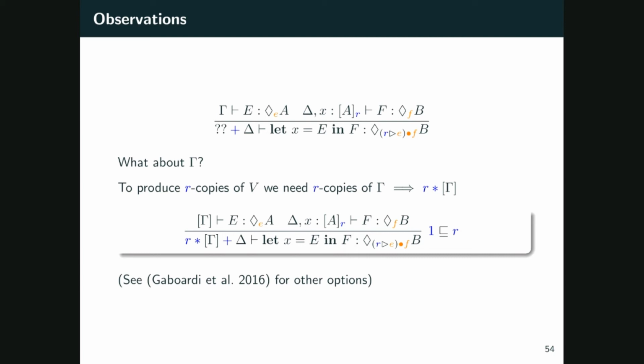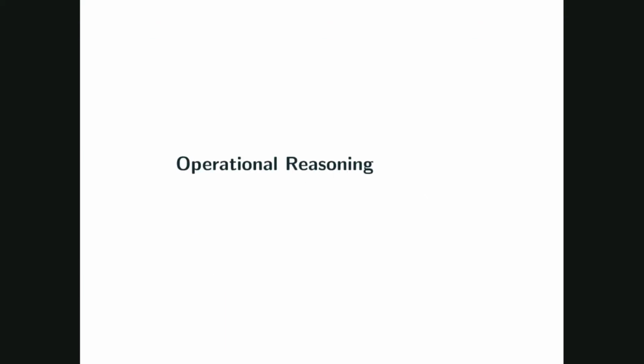And let me just say that other options are possible, especially for what happens to the environment gamma. If we look at a paper by Marco Gabardi and others, you will find a lot of other possibilities for this kind of typing rules. So that's the way in which we let effects and coeffects interact in this calculus. Okay, so that's the syntax and the typing for the calculus.